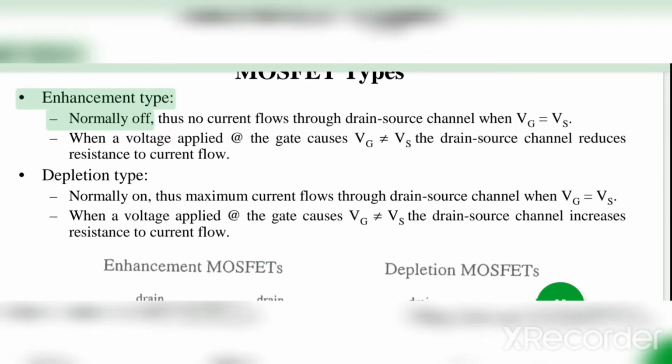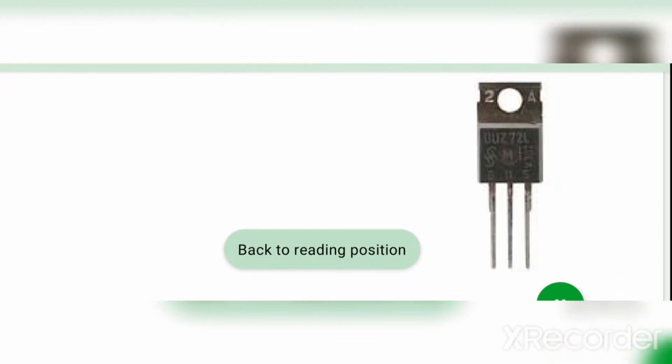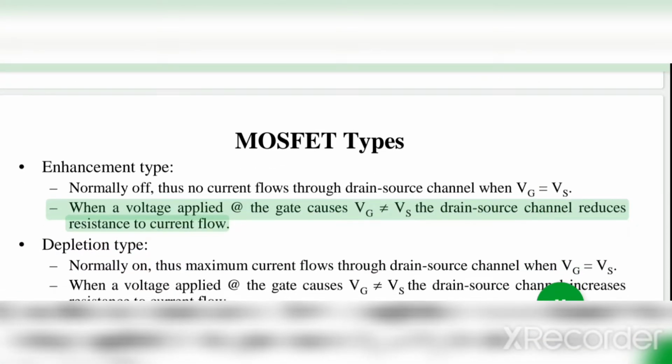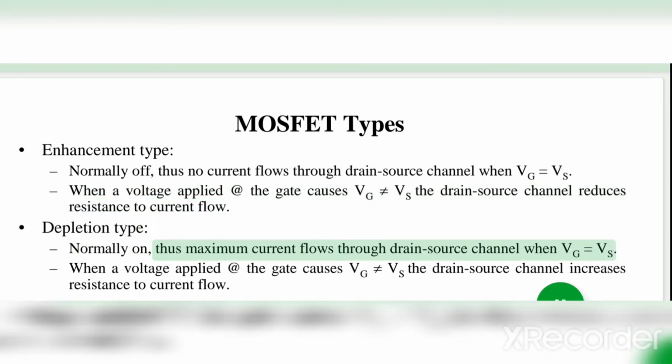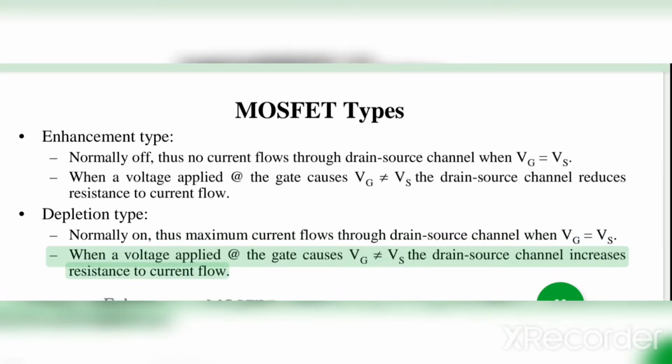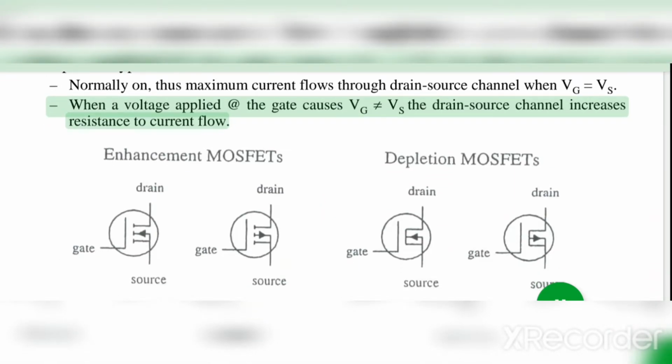MOSFET types. Enhancement type, normally off. Thus no current flows through the drain source channel when VG equals 0. When a voltage applied at the gate causes VG to be nonzero, the drain source channel reduces resistance to current flow. Depletion type, normally on. Thus maximum current flows through the drain source channel when VG equals 0. When a voltage applied at the gate causes VG to be nonzero, the drain source channel increases resistance to current flow.